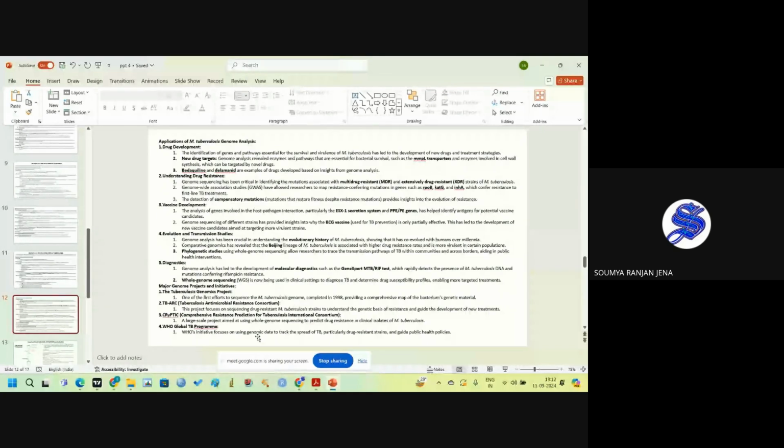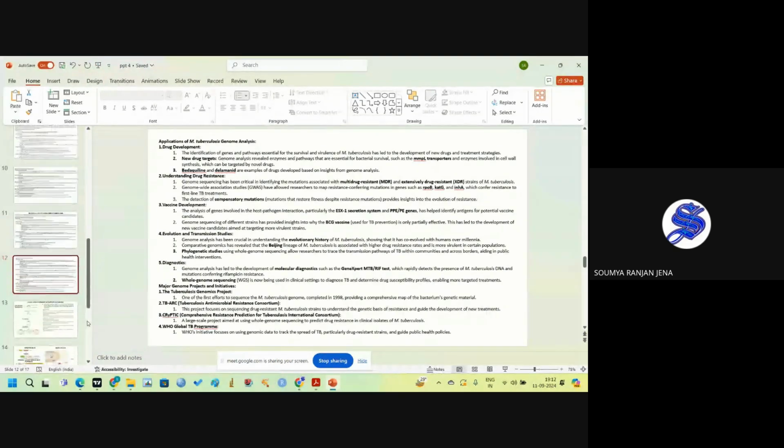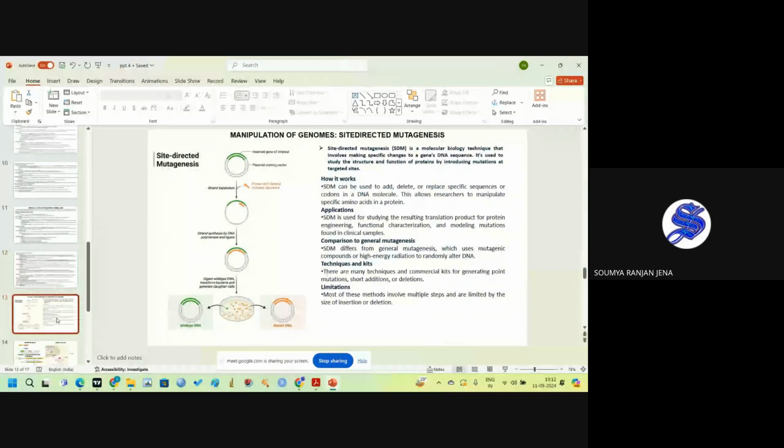WHO's initial focus was using genomic data to track the spread of this tuberculosis species, and particularly drug resistant strains. Nowadays, TB is very dangerous, having these drug resistant strains, and guides public health policies. After analysis of this genome, different policies are also implemented in different regions or different countries.